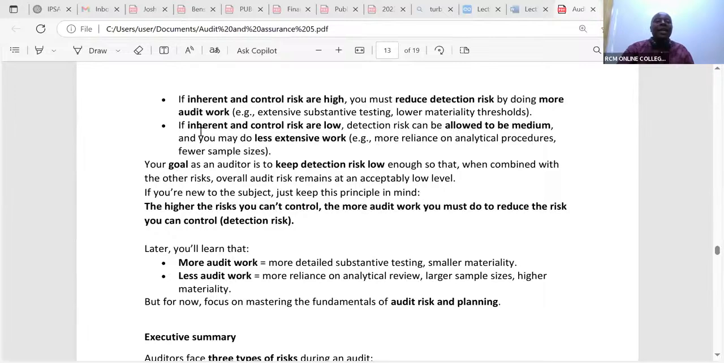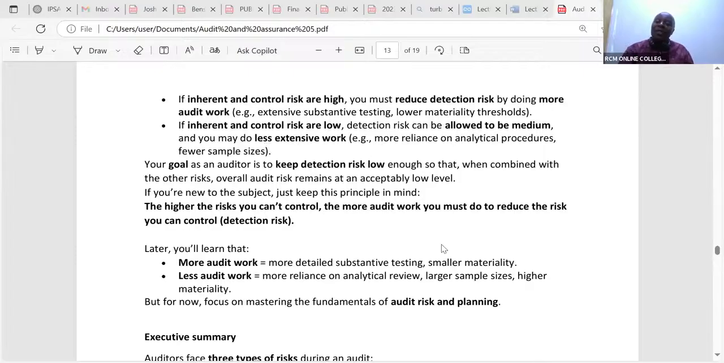If inherent and the control risks are low, detection risk can be allowed to be medium, and you may do less extensive work, e.g. more reliance on analytical procedures, fewer sample sizes.